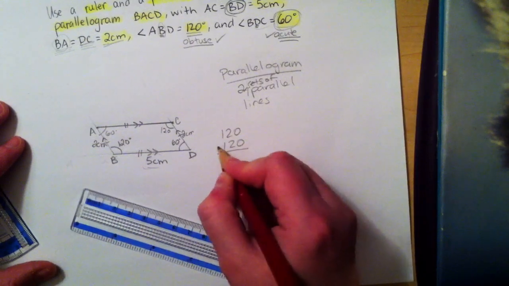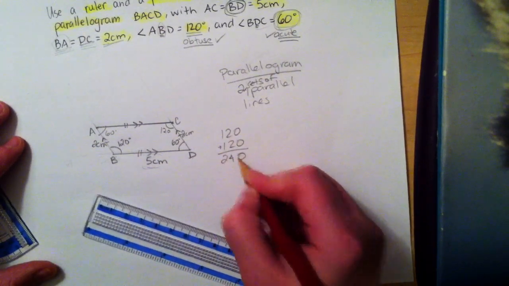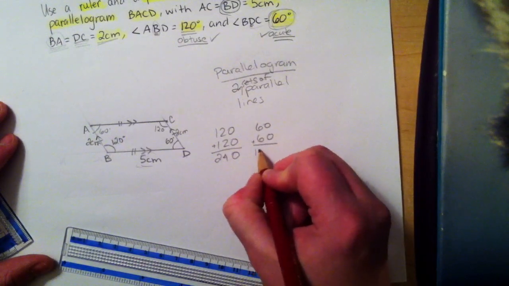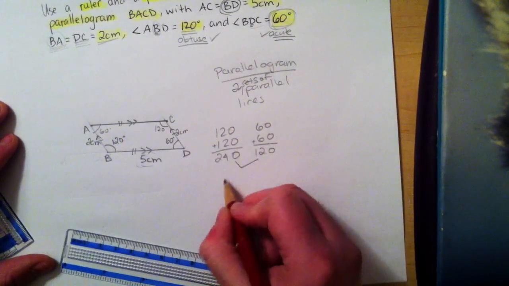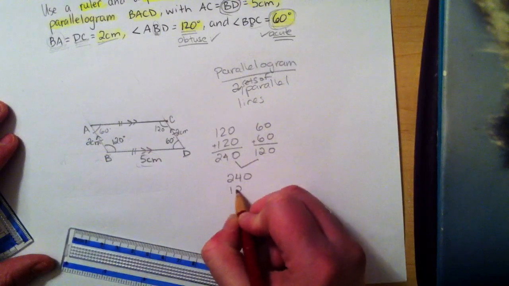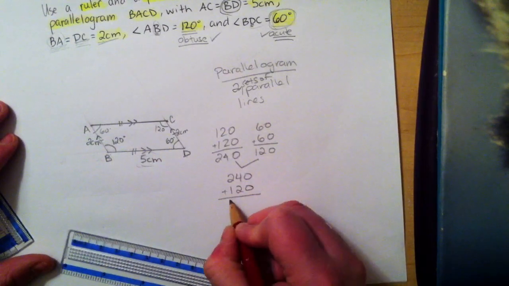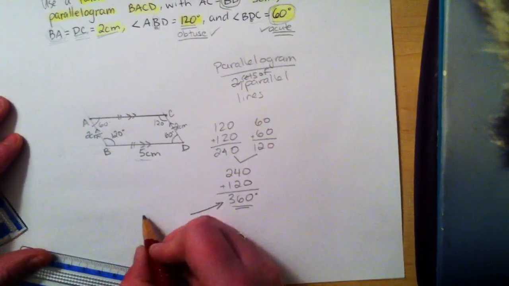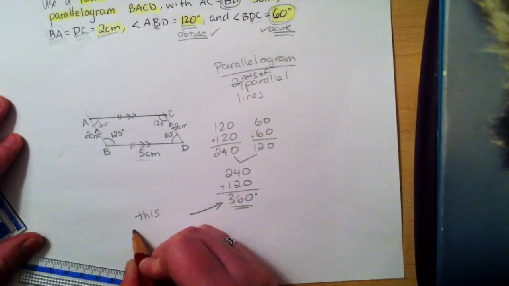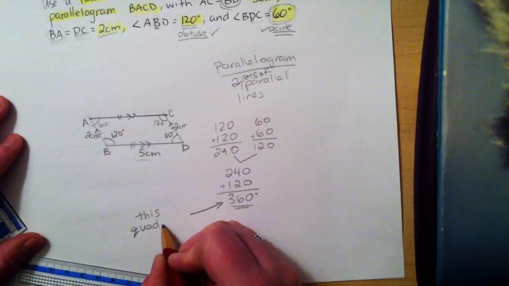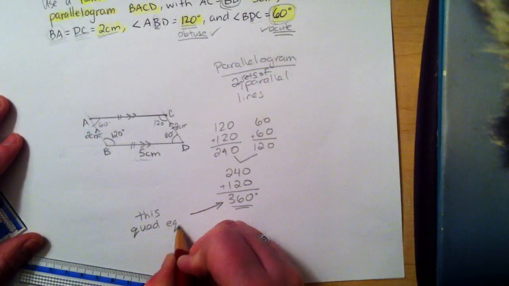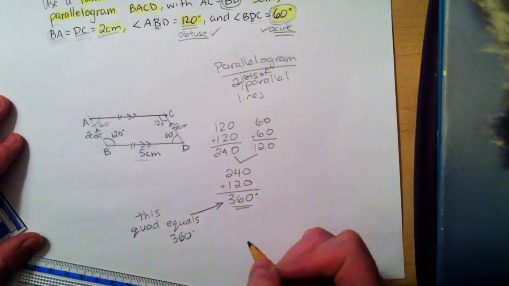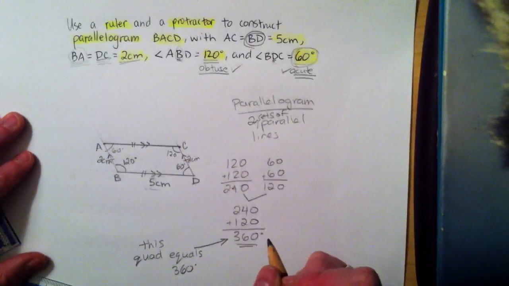And we know that 120 plus 120 is 240. And 60 plus 60 is 120. Add those two up together, 240 and 120, and we get 360 degrees. And since we have a nice quadrilateral, 4 sides, we know that all the interior angles added up together equal 360, and ours does.